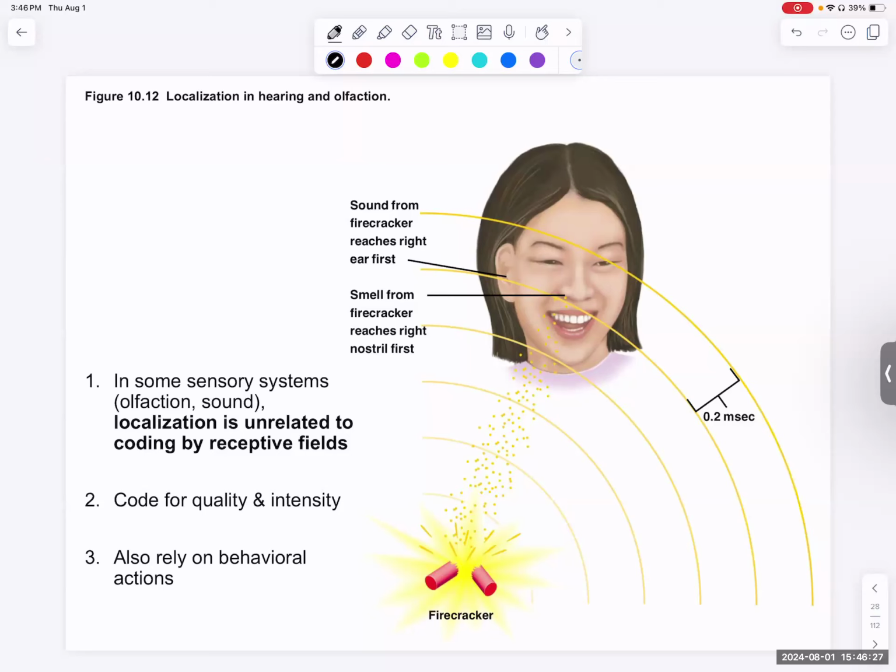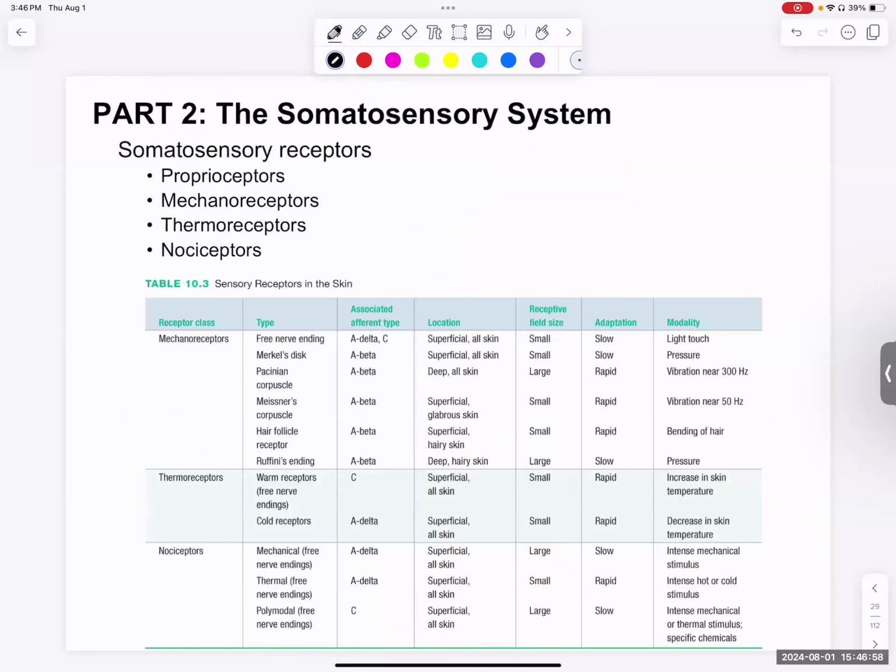And this works for all receptors except smell and sound. Smell and sound do not really have receptor fields. And so it works a little bit differently in localizing where the sound is coming from and where that smell is coming from, and we kind of have to move our head in order to localize that. So these are the two sensations that don't really do the whole receptor field, receptor unit.